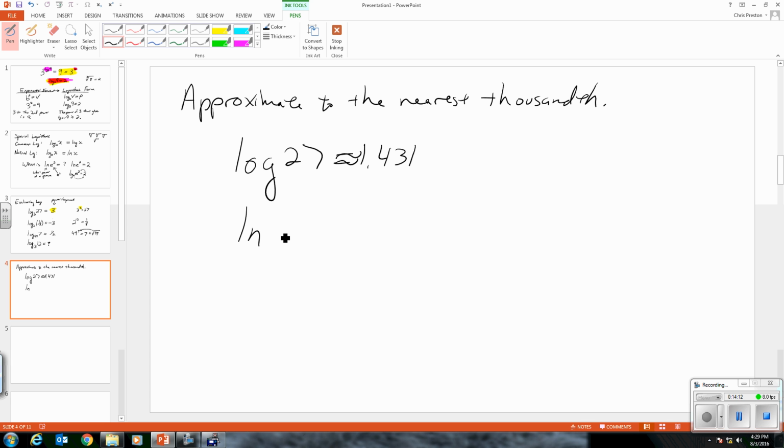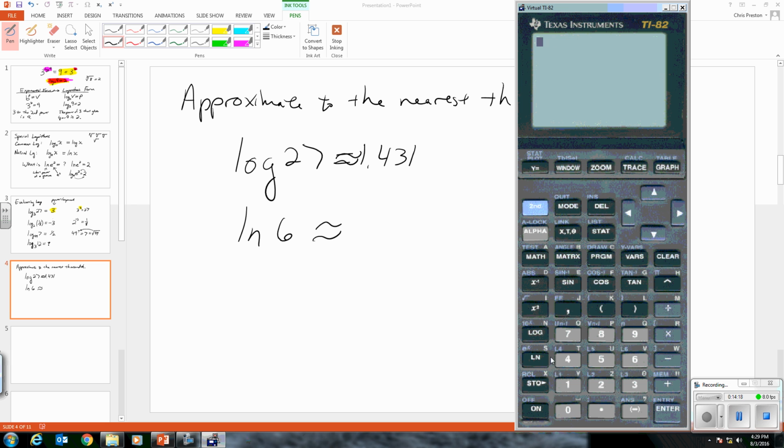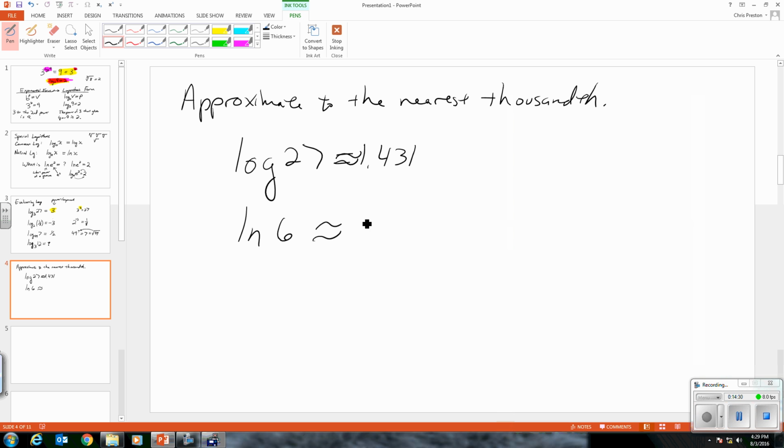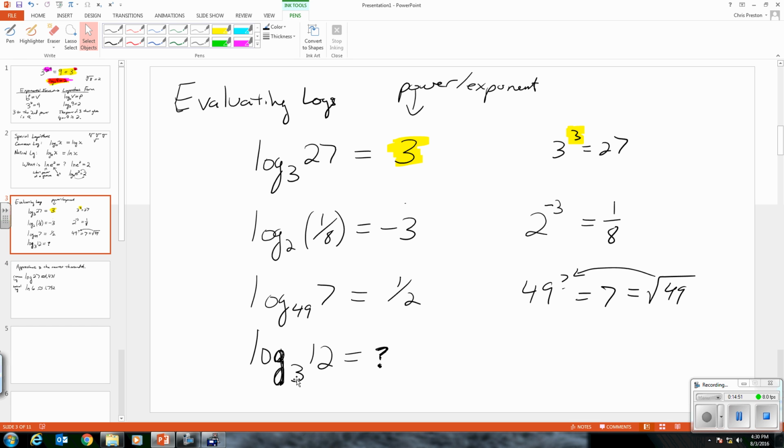Or if I said ln of 6, what is that approximately? My normal calculators usually have an ln button, so ln of 6, put that in there, 1.792. So I can do some approximate values as long as the base is the common log or the natural log. If it's using a base other than these, like log base 3 of 12, well, I don't know what that is. I can't figure that one out.